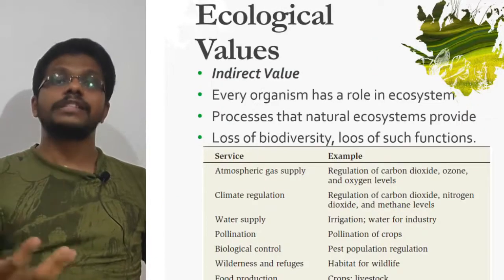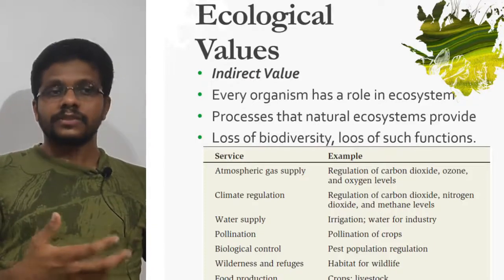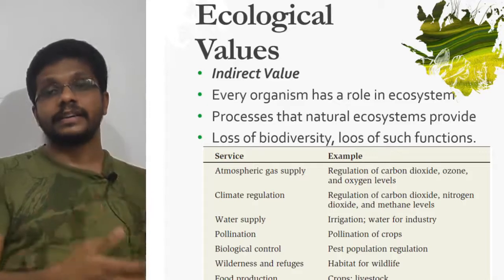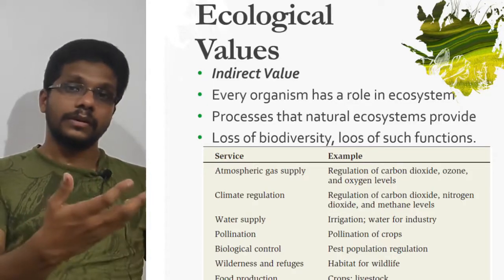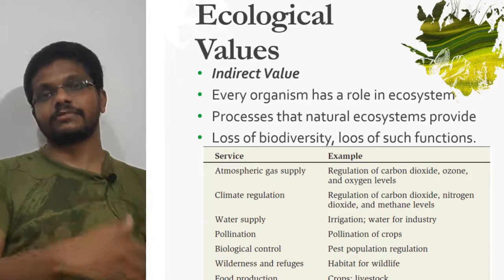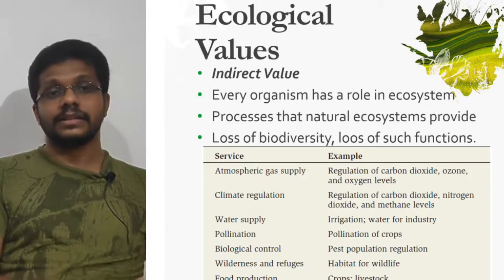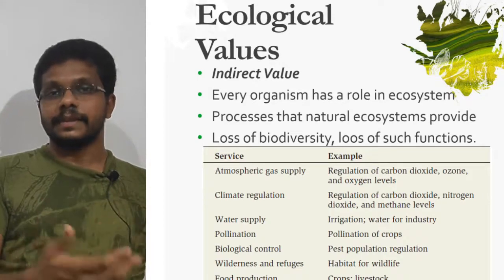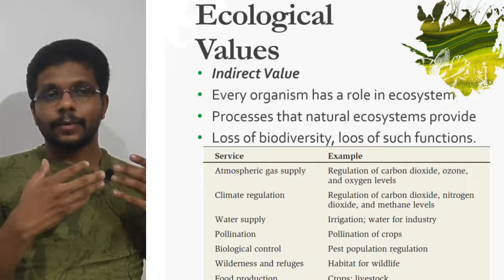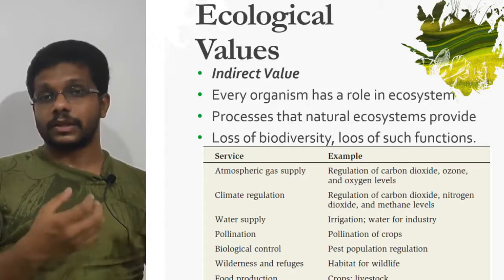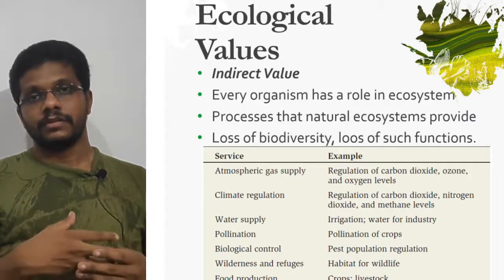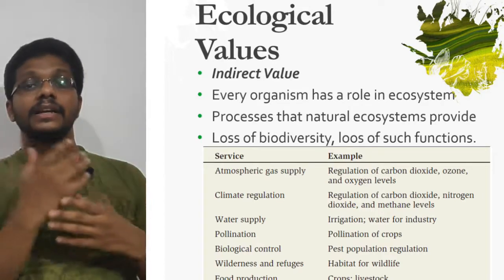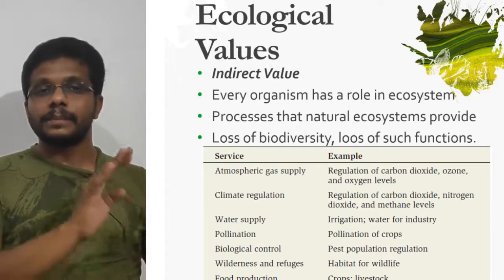Then we have the ecological values. Ecological values are called the indirect values because we cannot directly estimate the value or the amount generated from these services. They are passive and not easily discriminable. So the point is that every organism has a role to play in this ecosystem. Whether or not it is directly useful to humans for wood or something like that, it has a role to play. That's the main point.